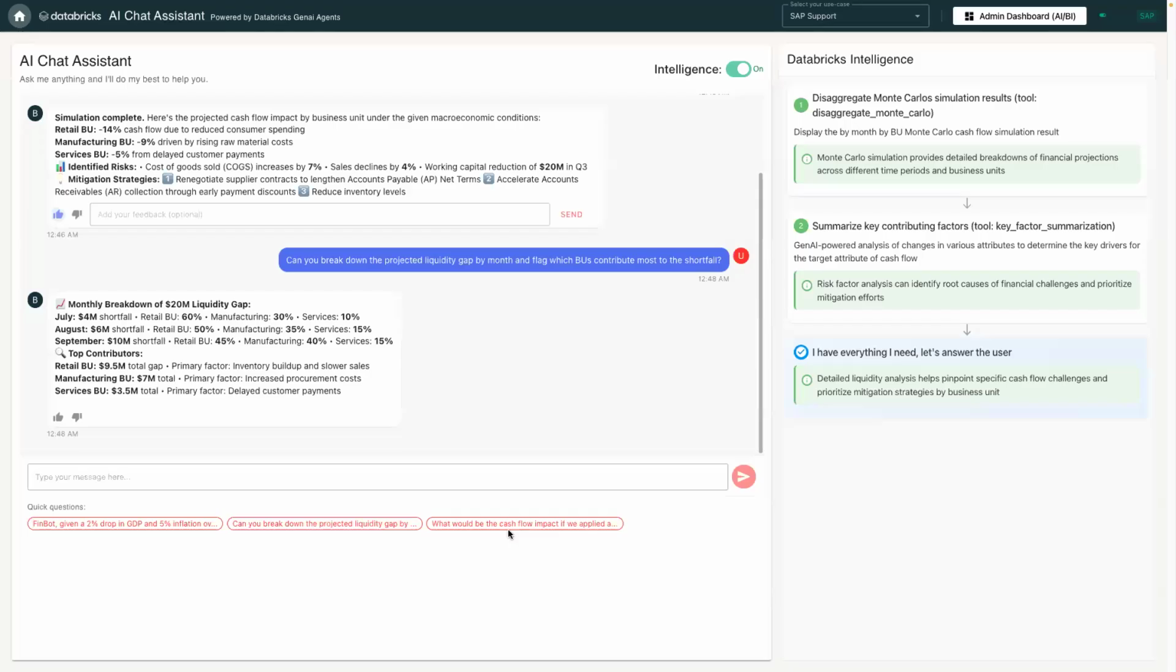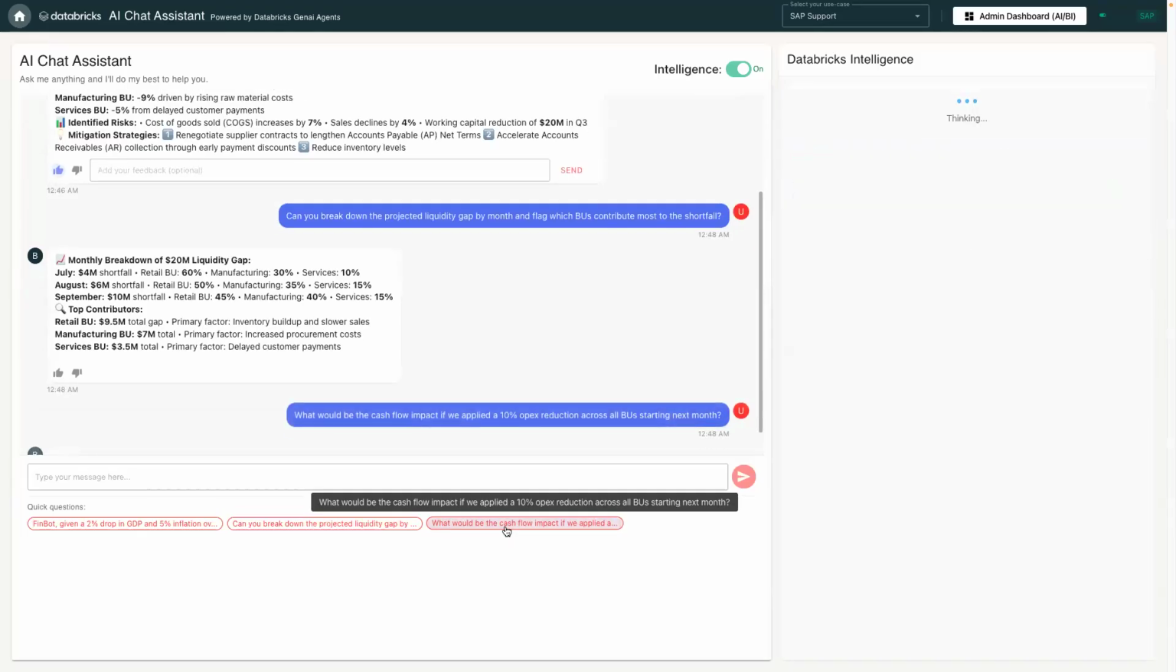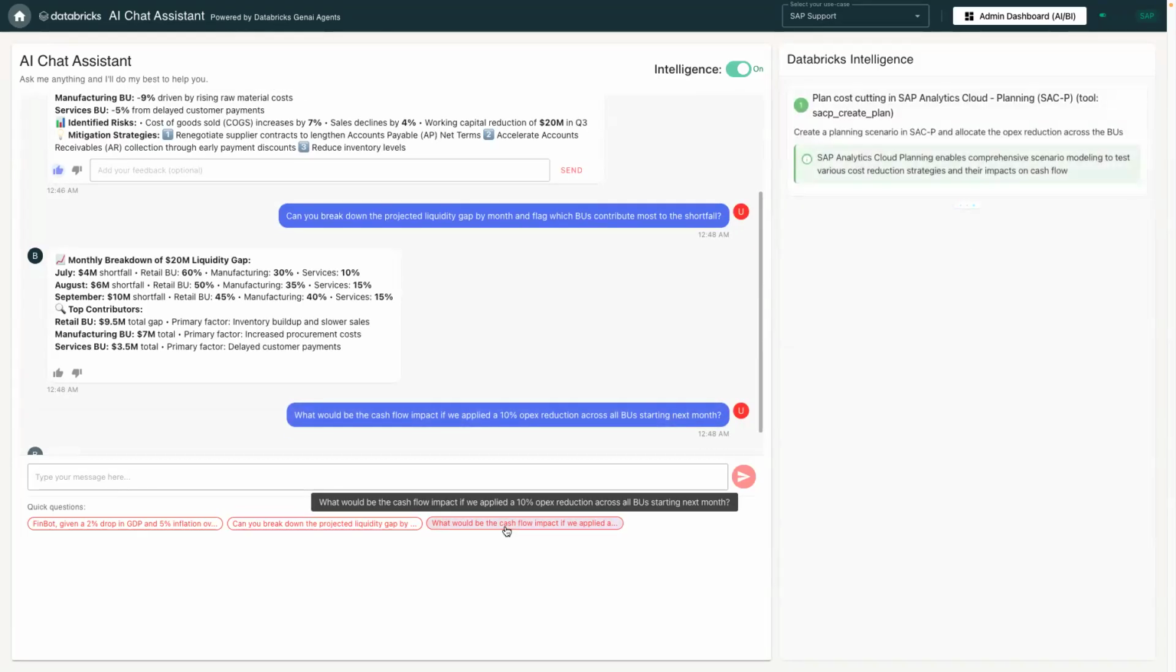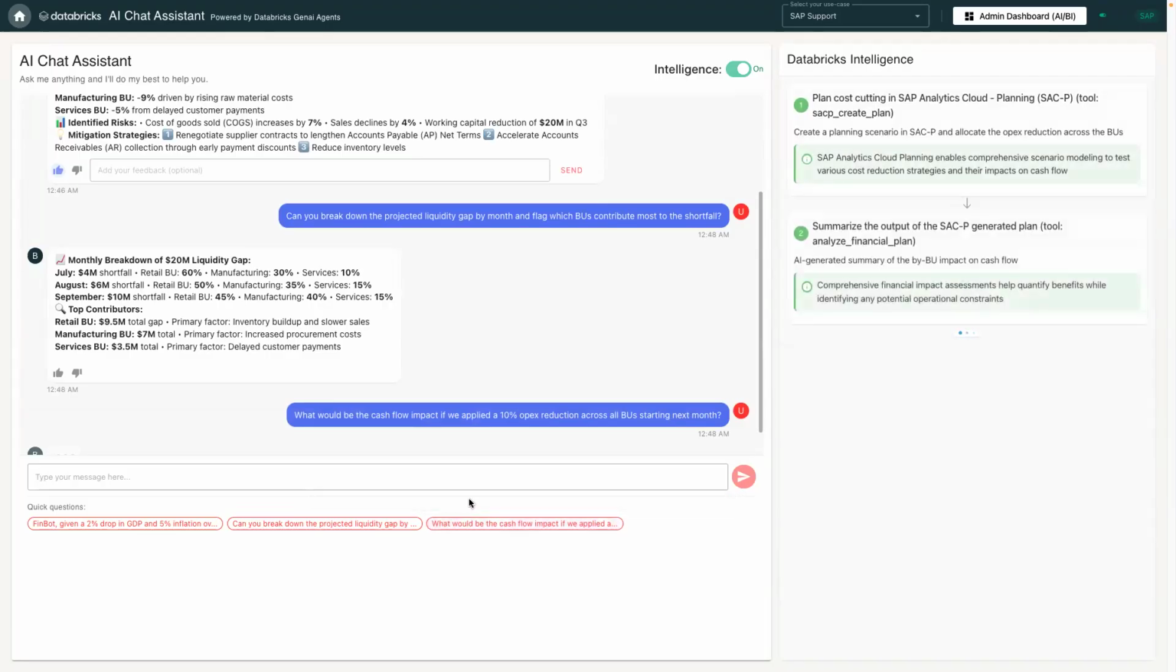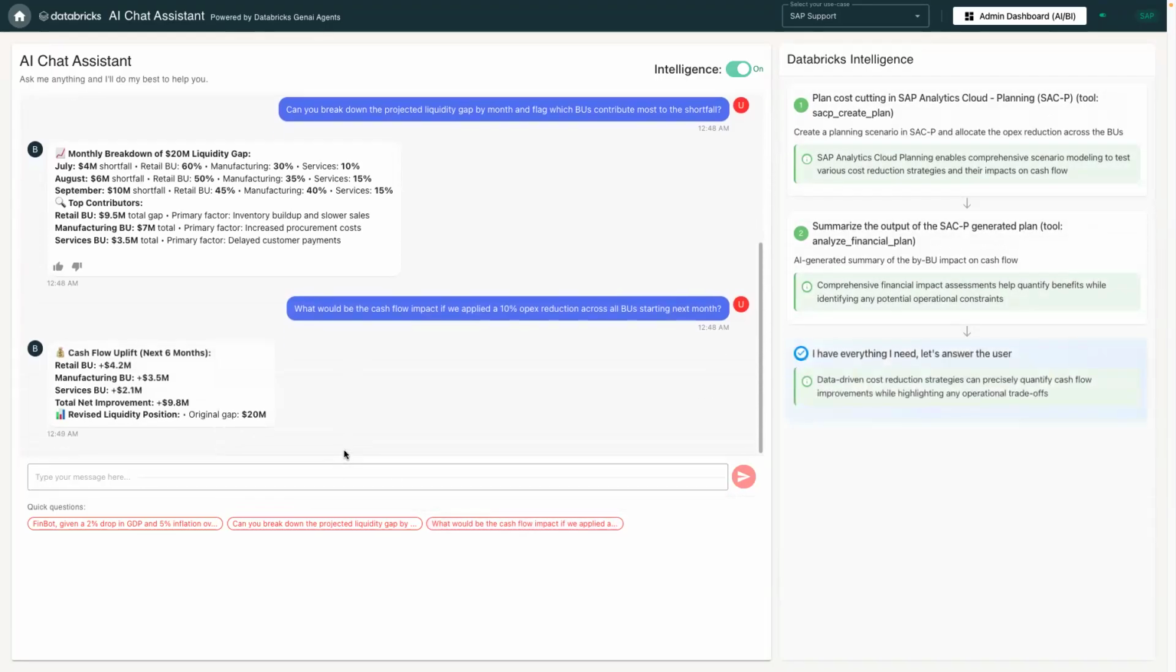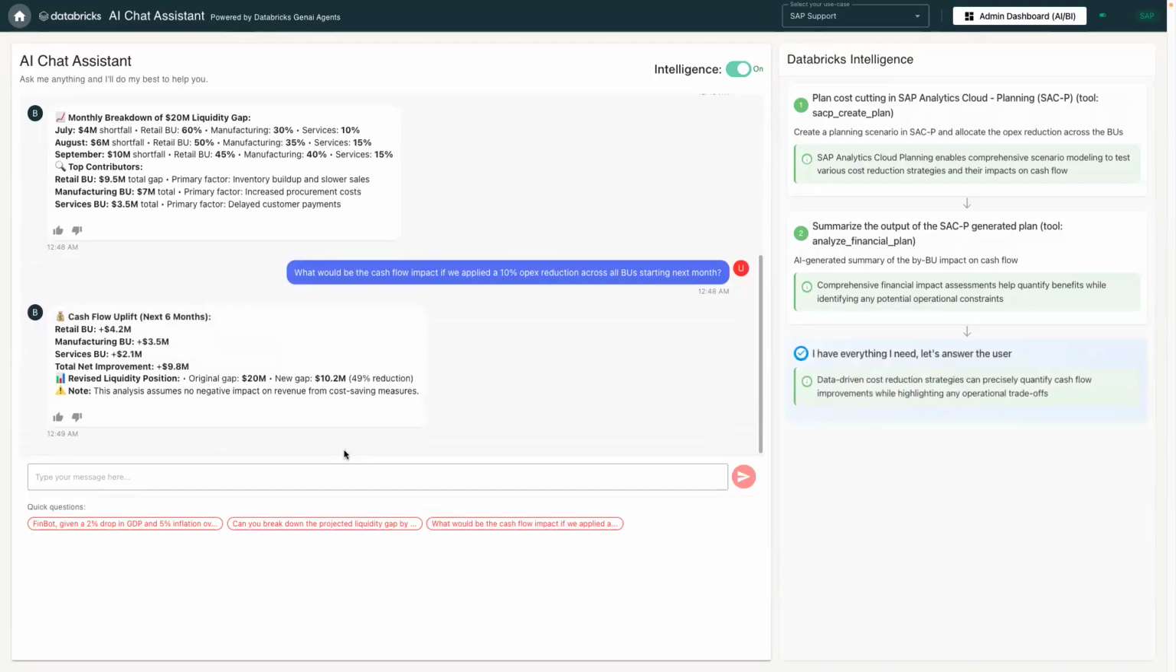So in the third question, let's simulate the first strategy offered by the AI in the first question. What would be the cash flow impact if we applied an across-the-board OpEx reduction across all business units? So there we see the output of the changes based on that what-if scenario of reducing OpEx spend. And we see this improvement in liquidity position, which is good news. But how did the AI get to that?